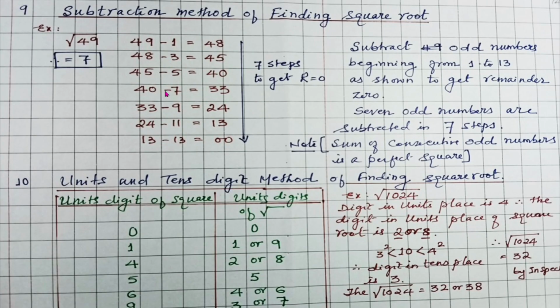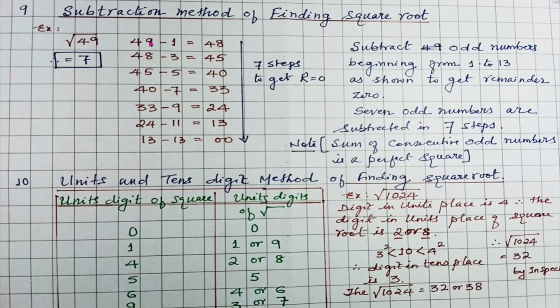Now this is one more method of finding square root, that is the subtraction method, and the subtraction method is based on the property that the sum of consecutive odd numbers starting from 1 gives us a perfect square. For example, if you take 1 and 3, 1 plus 3 becomes 4, which is a perfect square. So the sum of odd numbers gives us a perfect square, and that is the property which is used to find out the square root of any given number.